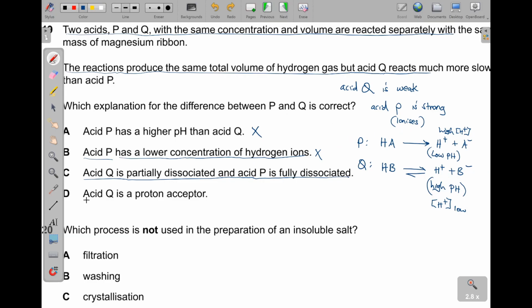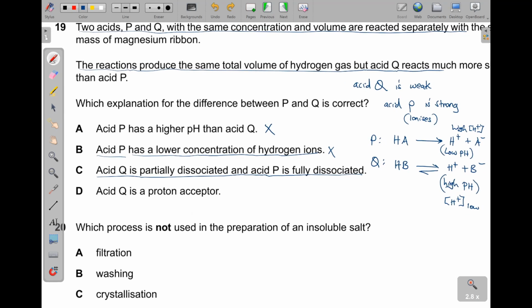And then acid Q is a proton acceptor. How can an acid be a proton acceptor? Acids are proton donors. What do we mean by proton donors? They release the protons. Hydrogen ions are the protons that we are talking about. Why? Because if this is the nucleus of hydrogen, it has one proton in the nucleus and then no neutrons. Then there is also an electron here orbiting the nucleus.